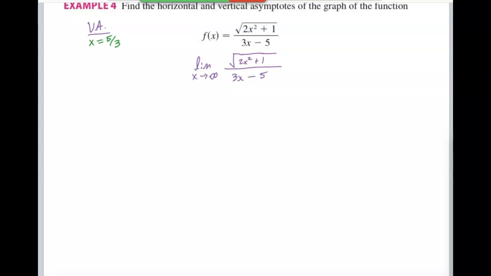So the highest power of x in the denominator for us here is just 1. So we would want to divide the numerator and the denominator by x. For the denominator, that's not a big issue. Just divide in the x. We would get 3x over x minus 5 over x.